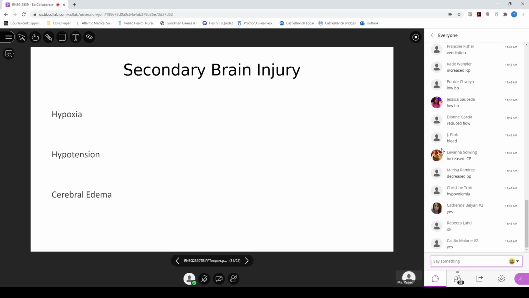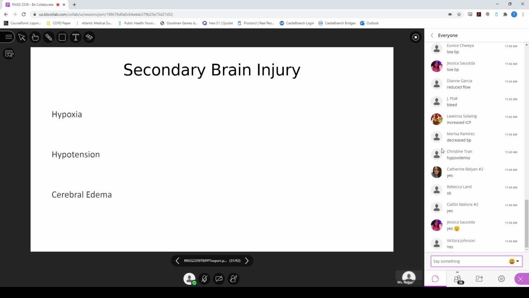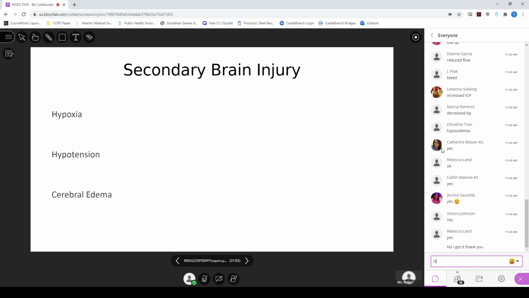Rebecca's like, okay, yeah, it might make sense. I can explain it a different way if y'all need me to. Just know hypoxia causes that buildup of CO2, whether it's from the retention of, so not having a respiratory rate high enough, or having a respiratory rate that's too low. Okay, and then that causes that dilation of the vessels, and that causes the increase of ICP. Okay.